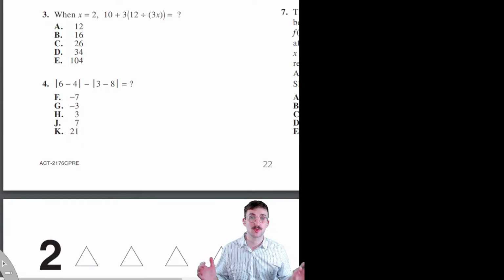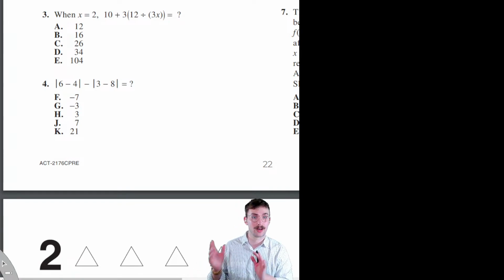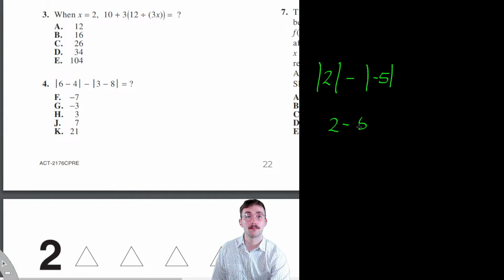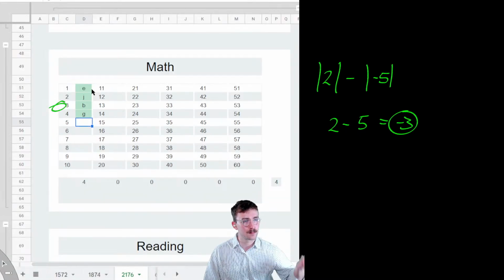the ACT math section. Absolute value: make sure that you simplify the inside of the absolute value brackets first, before making whatever's negative positive. So that is not 6 plus 4. That's 6 minus 4, which is 2. So we're going to get the absolute value of 2 minus the absolute value of 3 minus 8, which is negative 5. So that's going to be 2 minus, the minus isn't going to change, positive 5. And that's negative 3. And I've definitely seen that one before, but I promise I'm not cheating here. Yeah, so that's G. Cool.